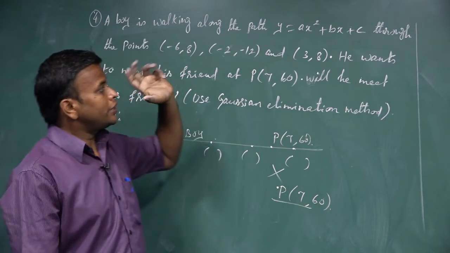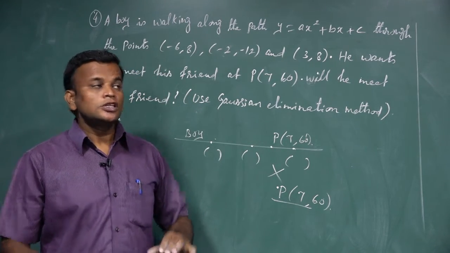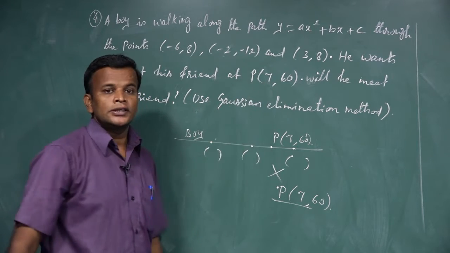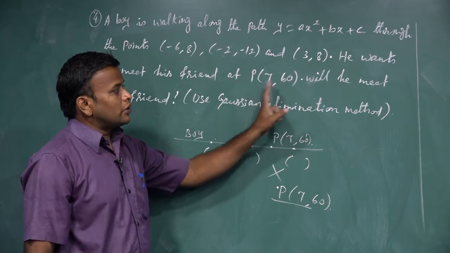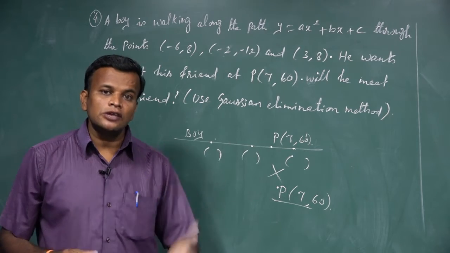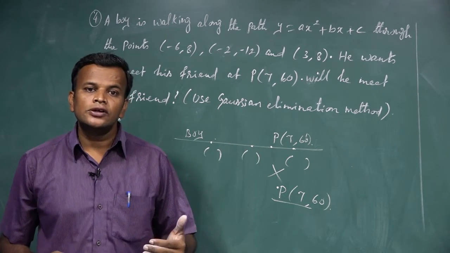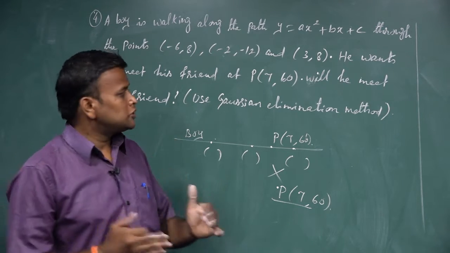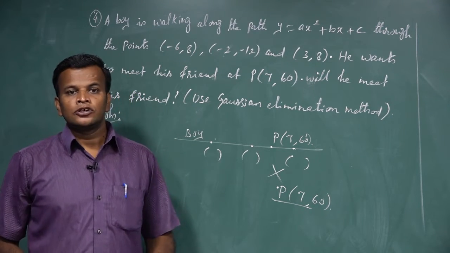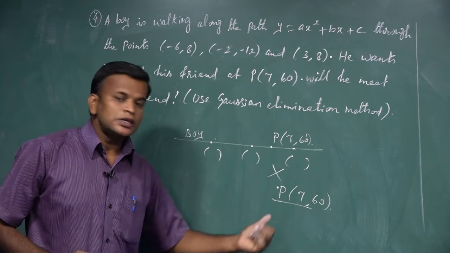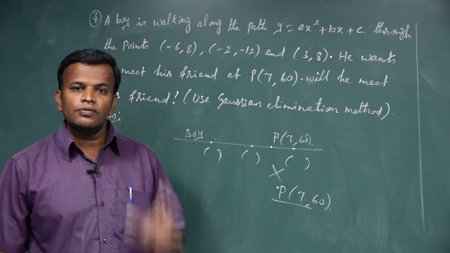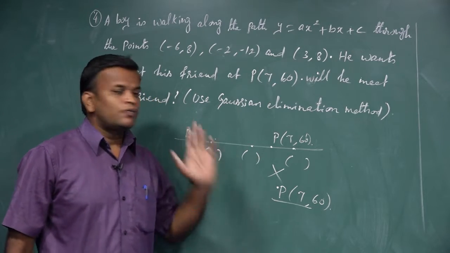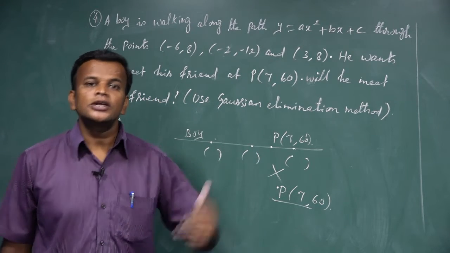So we have one quadratic equation. In this quadratic equation, we substitute the value 7, 60. Suppose the point 7, 60 satisfies this equation. That point also lies on the curve. Therefore, the boy must meet his friend. Suppose the point 7, 60 does not satisfy the given equation. The boy does not meet his friend. So it is the concept of the given question.